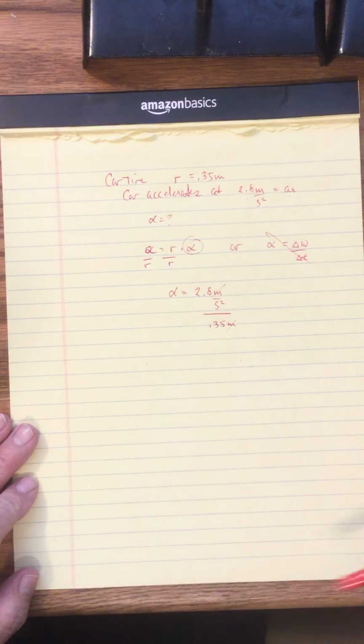So we should say it's equal to 8.0. This is two significant digits, so we need it in two significant digits. 8.0. The units are going to be radians per second squared.